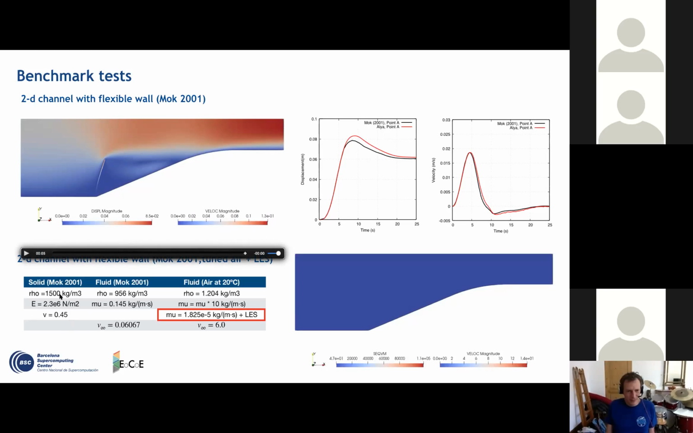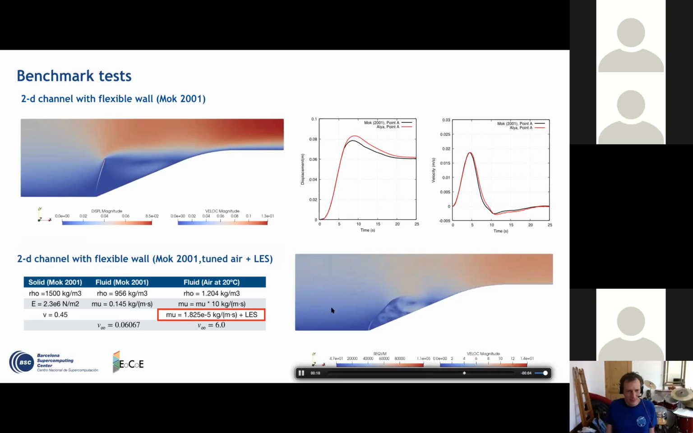On the other side, as in this project we are in the field of wind energy, we decided to tune this example with the air properties, and to see if we were capable of solving this problem. In this case, we are using the LES wall turbulence model, which makes no sense in 2D.